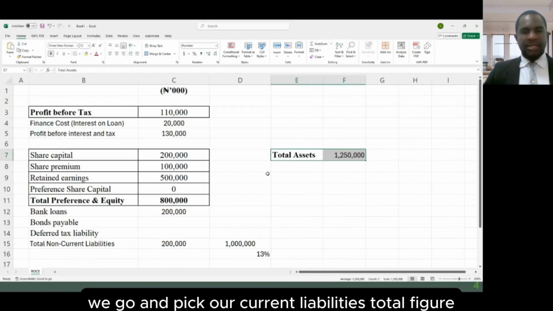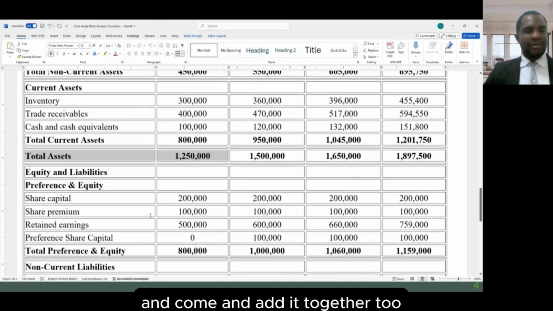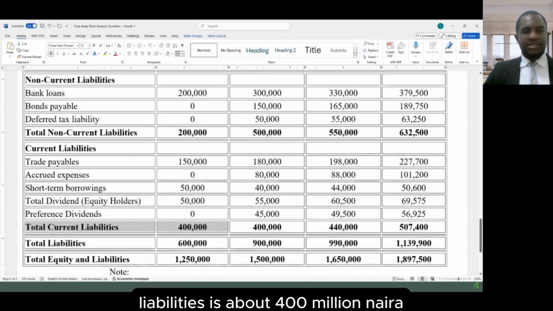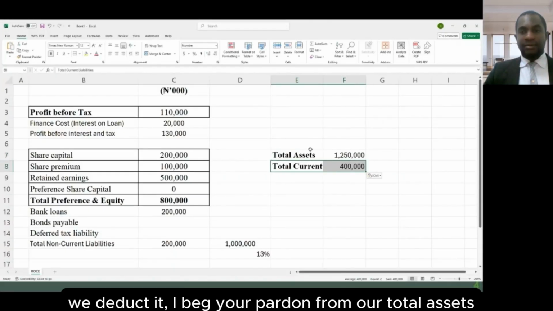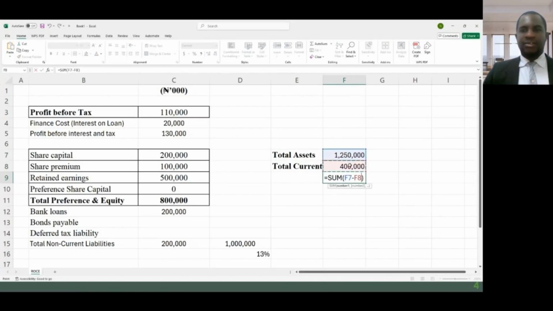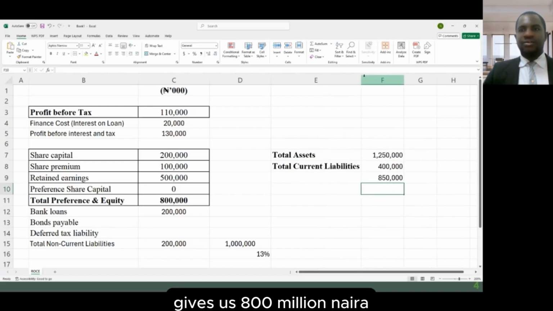We go and pick our current liabilities total figure and add it together too. So our total current liabilities is about 400 million naira. And we deduct it, I beg your pardon, from our total assets. So our total assets less our total current liabilities gives us 800 million naira.